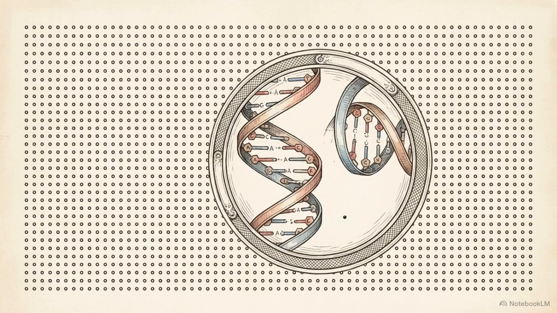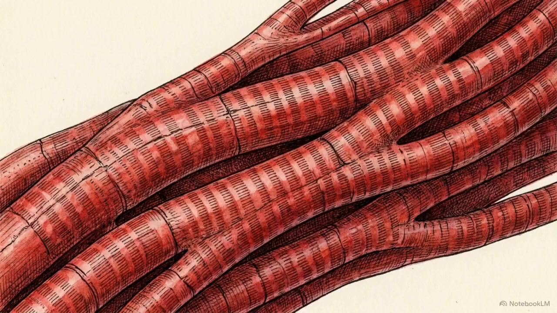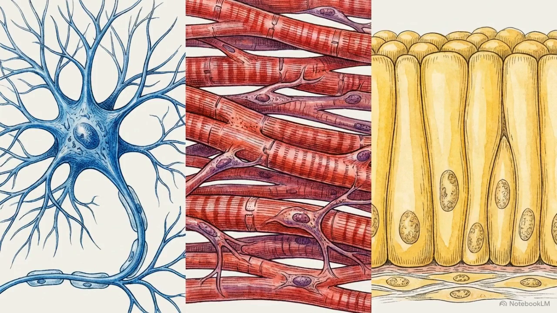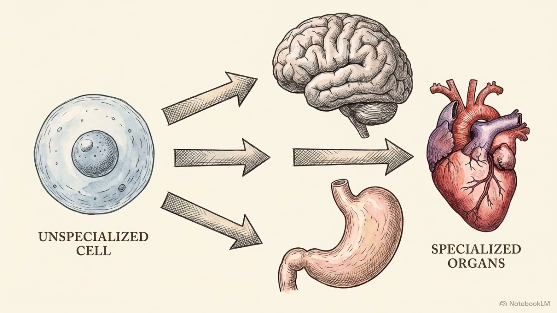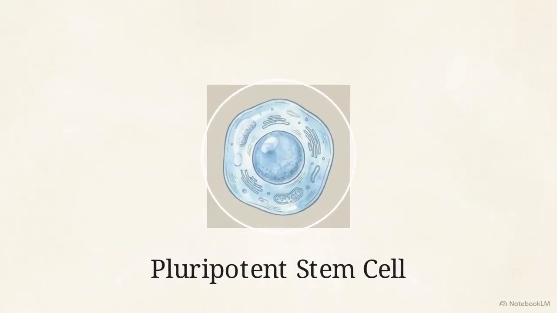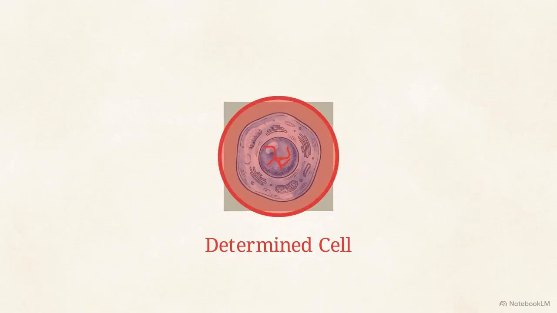Every single one of those 37 trillion cells contains the exact same genetic code, yet a neuron in your brain, a muscle fiber in your heart, and a gut epithelial cell perform vastly different tasks. A cell takes on the specific structure, function, and biochemistry of a specialized tissue through a process called differentiation. Before a cell can differentiate, it has to undergo determination. This is the moment a cell makes an irreversible commitment to a specific developmental lineage.